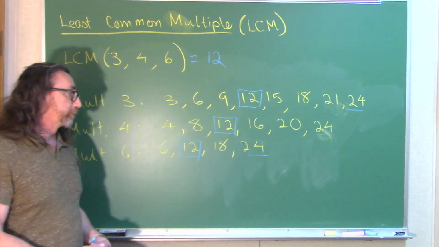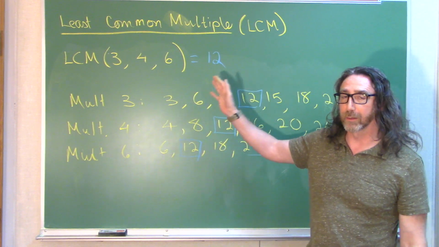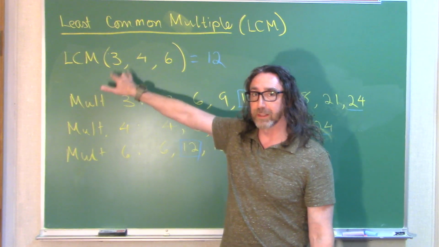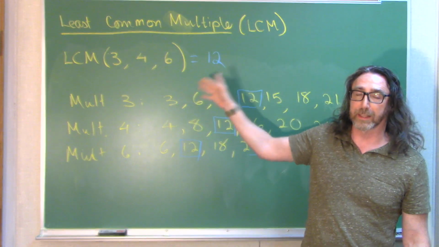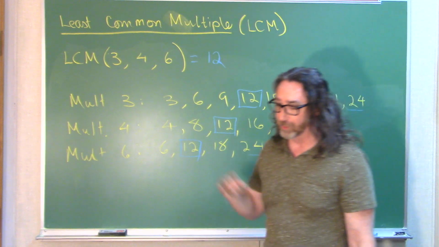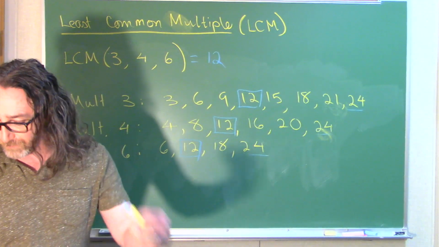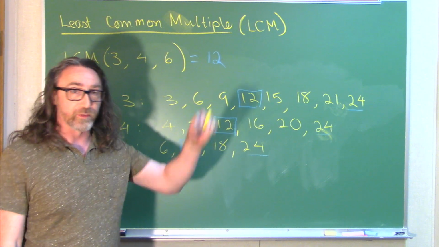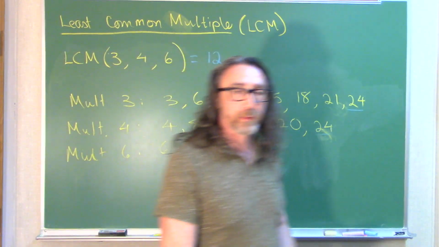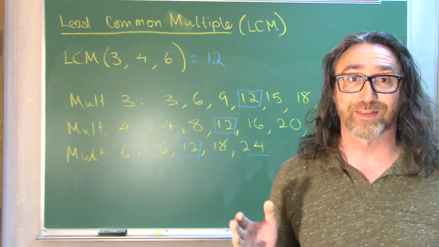So this strategy will work for any set of numbers. You want to find the least common multiple, list out the multiples of the numbers you're dealing with, and look for what they have in common. You'll always eventually hit something. You may have to go way down the list, but there will eventually be something there that is on both lists. So that's the strategy for least common multiple.